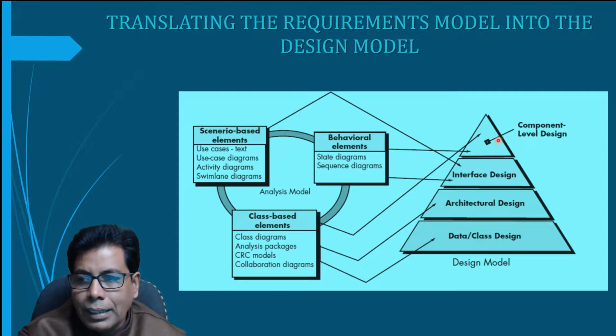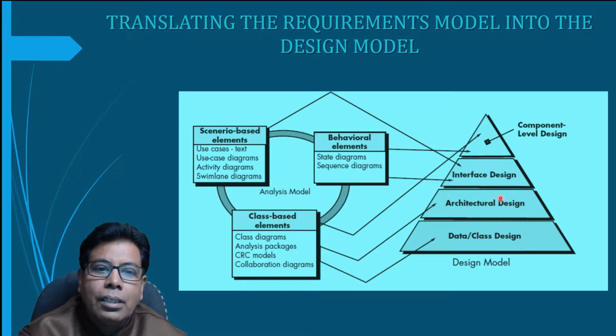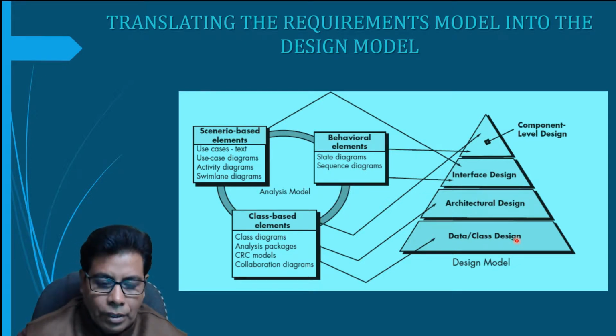Information obtained from class based model and behavioral model serve as the basis of component design. So the components are designed in this component level design. So in this way, the design model overall will have the data or class design, architectural design, interface design, and the component level. All these 4 elements.